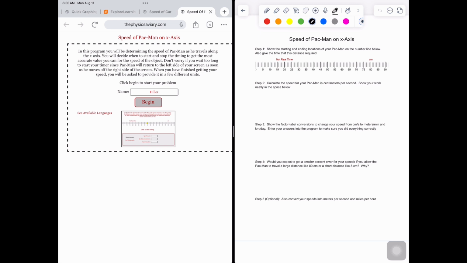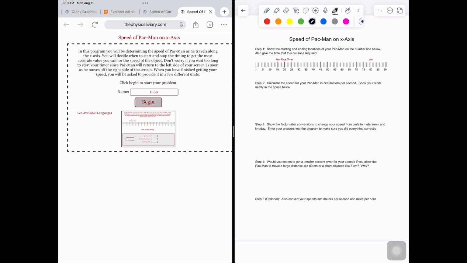Speed of Pac-Man on x-axis. Okay, read with me together. In this program, you will be determining the speed of Pac-Man as he travels along the x-axis. You will decide when to start and stop timing to get the most accurate value you can for the speed of the object. That means Pac-Man.